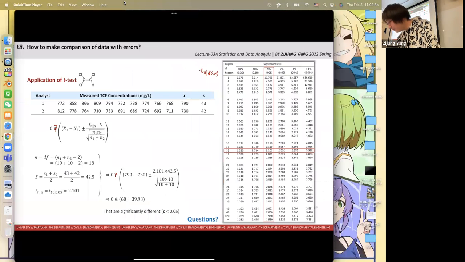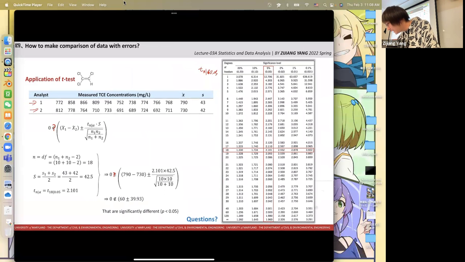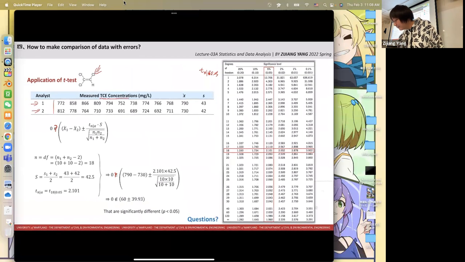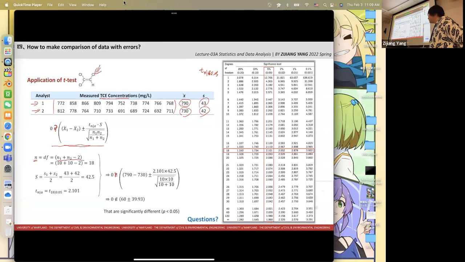We have two measurements of TCE concentration, and this is the structure of TCE, which is not important. Based on the data, we can calculate the mean and the standard deviation of each group. Then we want to determine if 0 is inside this range or outside this range. First, we need to calculate this range. In this equation, N is the degree of freedom, which equals N1 plus N2 minus 2, so it equals 18.